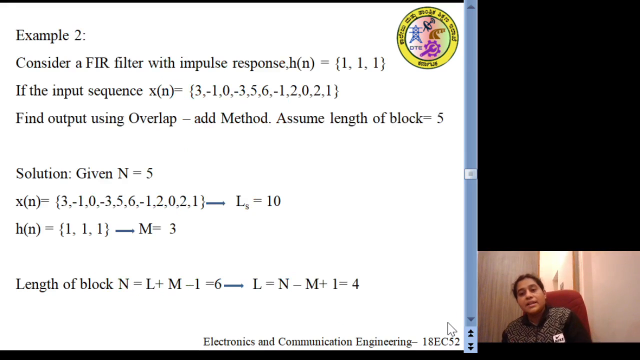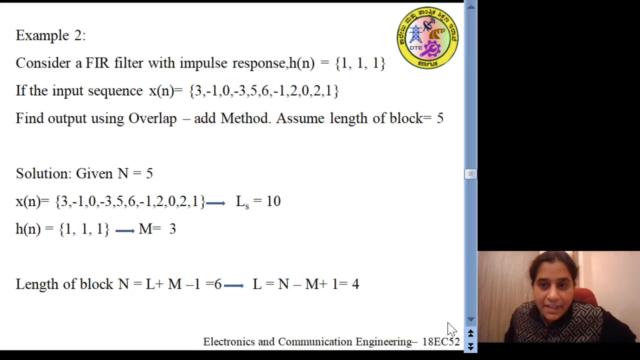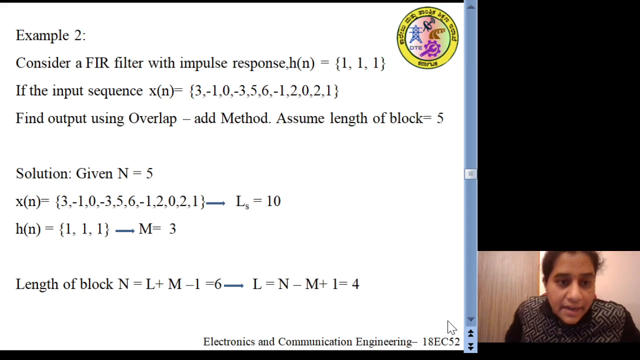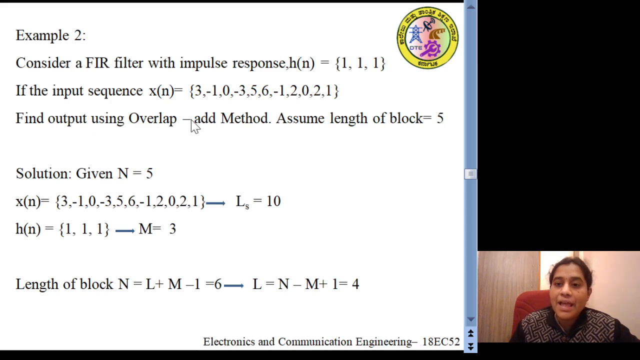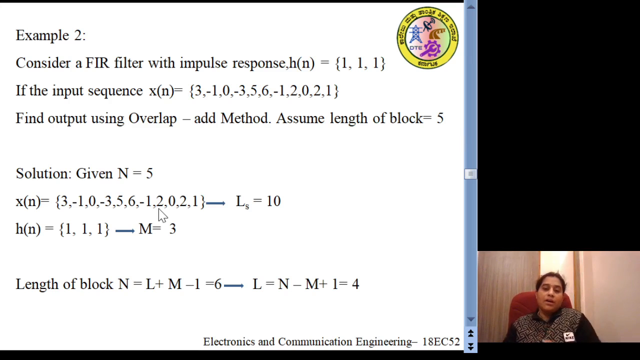Similarly, let us consider another example for better understandability. This makes us clear on the overlap and add concept. The problem statement is: consider an FIR filter with impulse response h of n equal to 1, 1, 1. The input sequence x of n is equal to 3, minus 1, 0, minus 3, 5, 6, minus 1, 2, 0, 2 and 1. Find the output using the overlap add method. Assume the length of block is equal to 5.